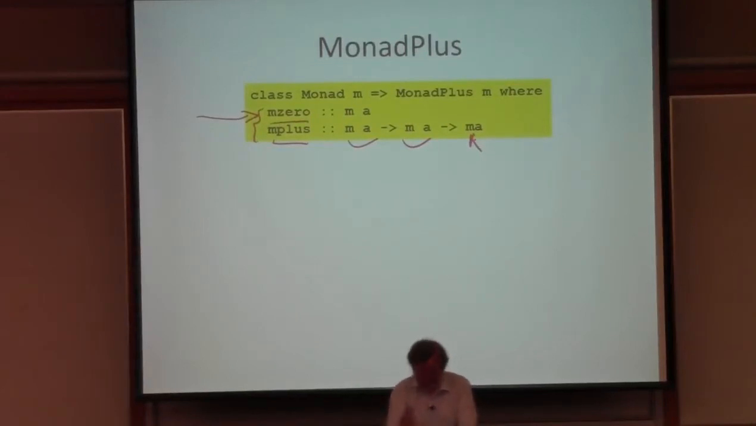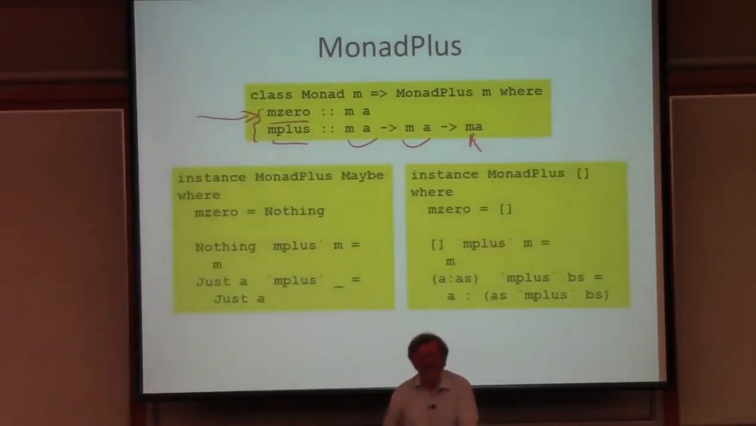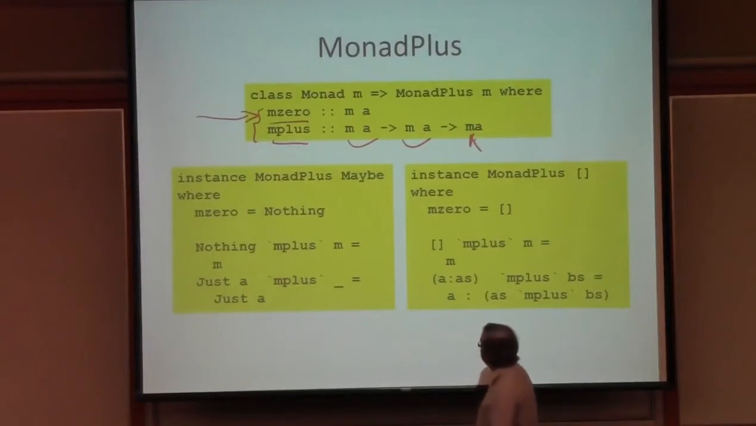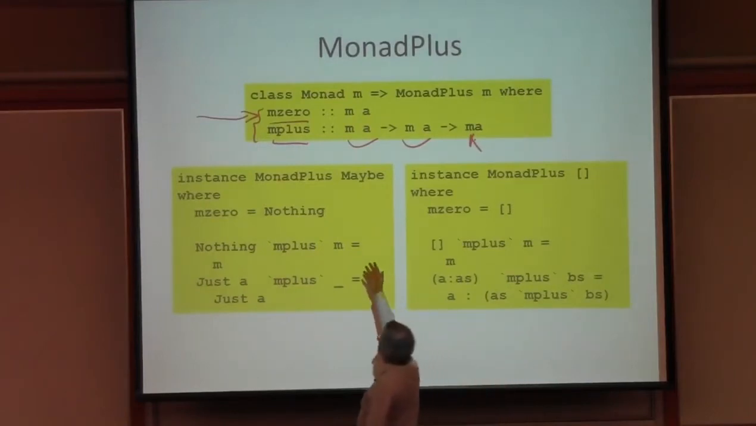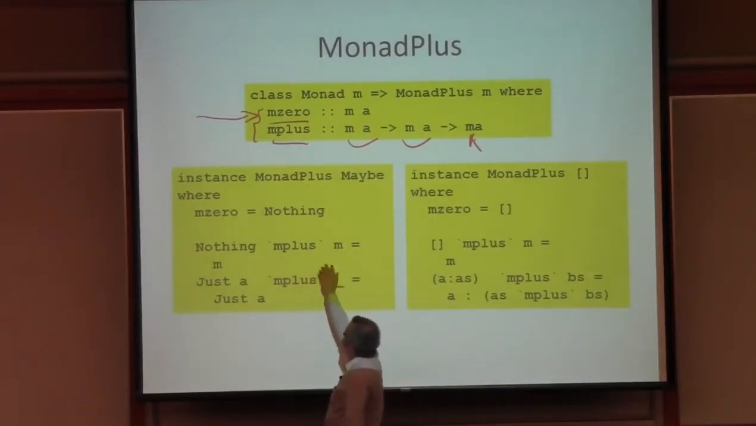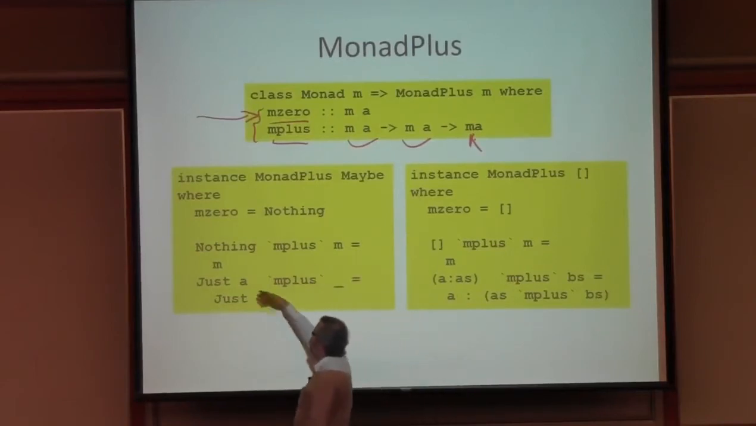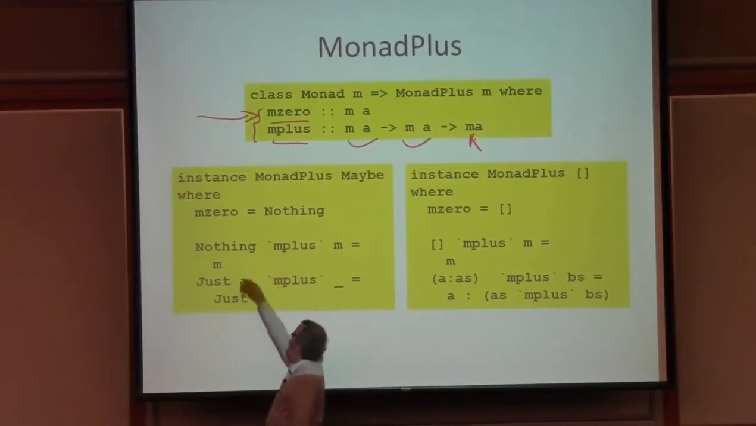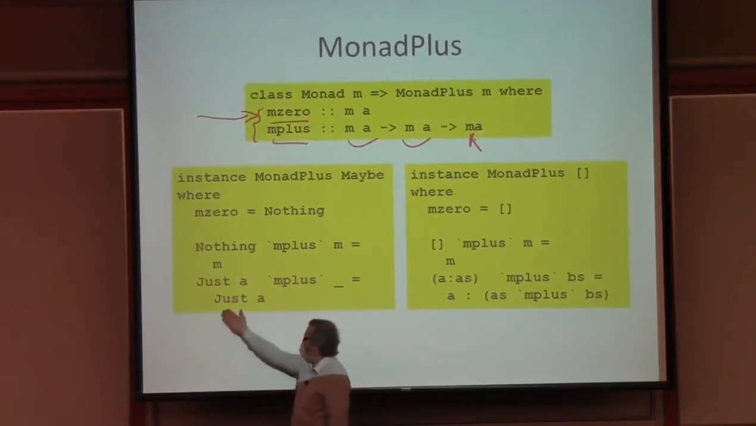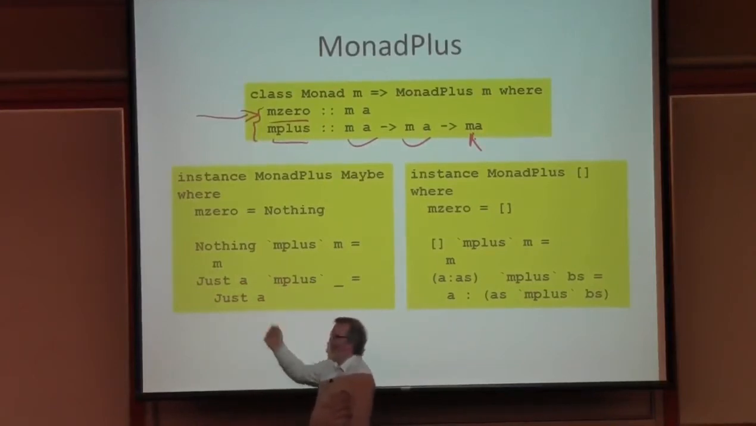Okay, so if this is to be an interface to both lists and maybe type, then we should see how to implement it for both types. And here are the implementations. So maybe is a monad plus, where M0 is nothing. And what M plus does is just look at the first alternative, and if it failed, it picks the second. But if the first alternative succeeded, then we're done. M plus will also succeed with the same result.